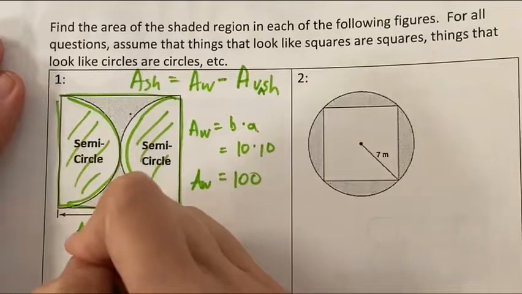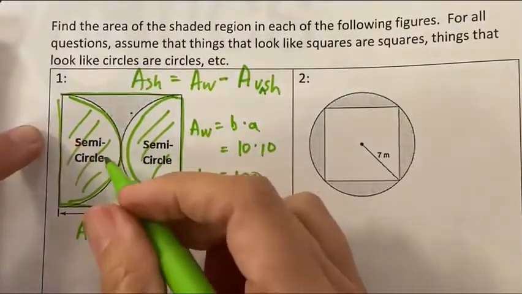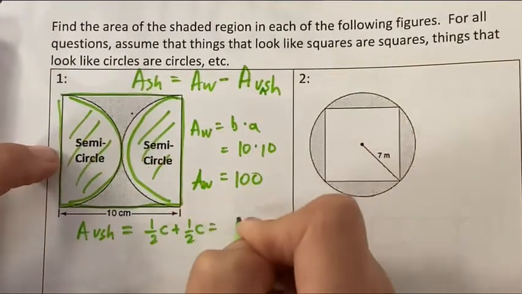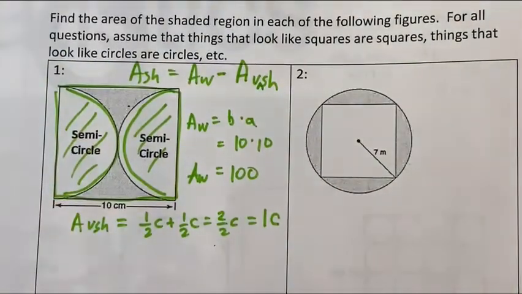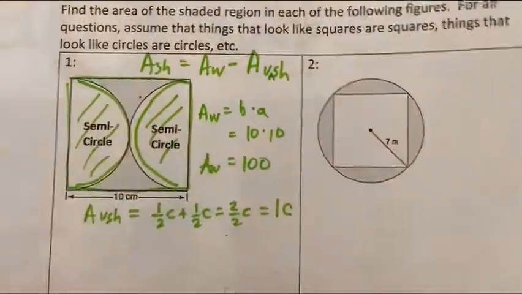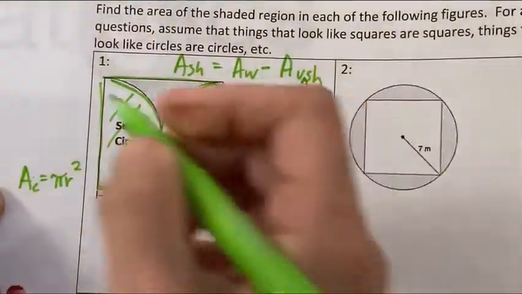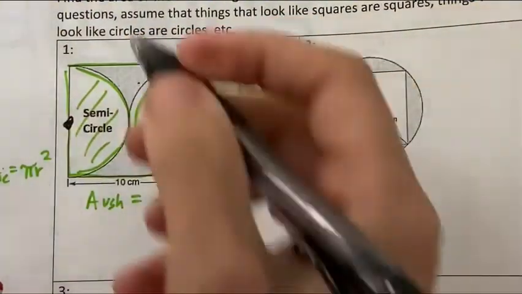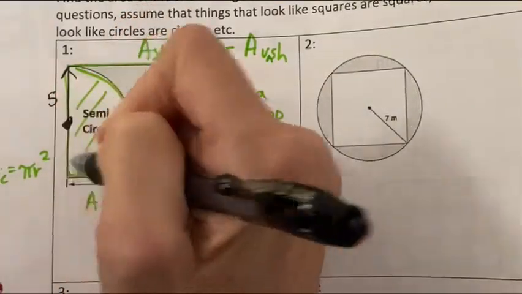So the area of the unshaded would be a half of a circle plus another half of a circle, which is just 2 halves of a circle, or 1 whole circle. So what is the area of that circle? The area of any circle in the universe is pi r squared. So let's figure out what our radius would be. If this is the center of my circle, the radius would be 5 because the diameter is 10.